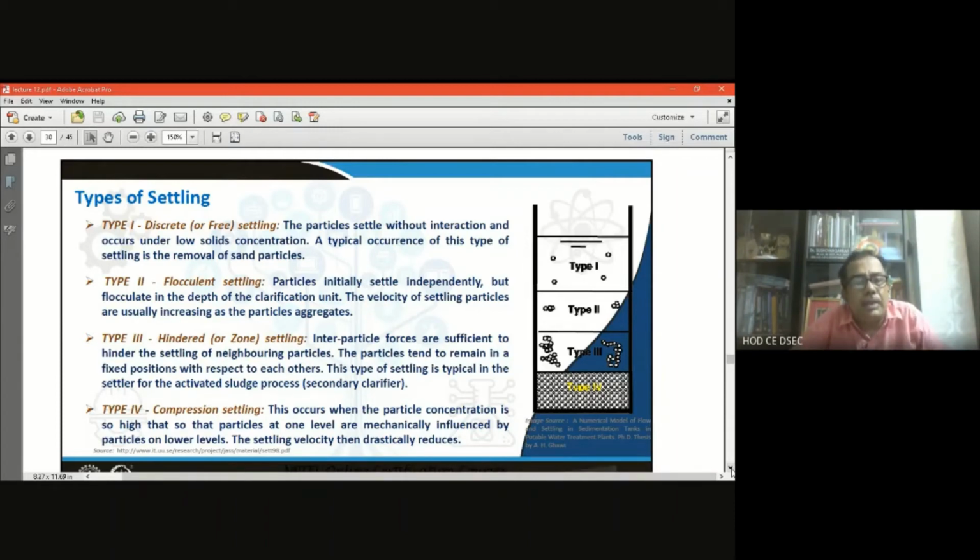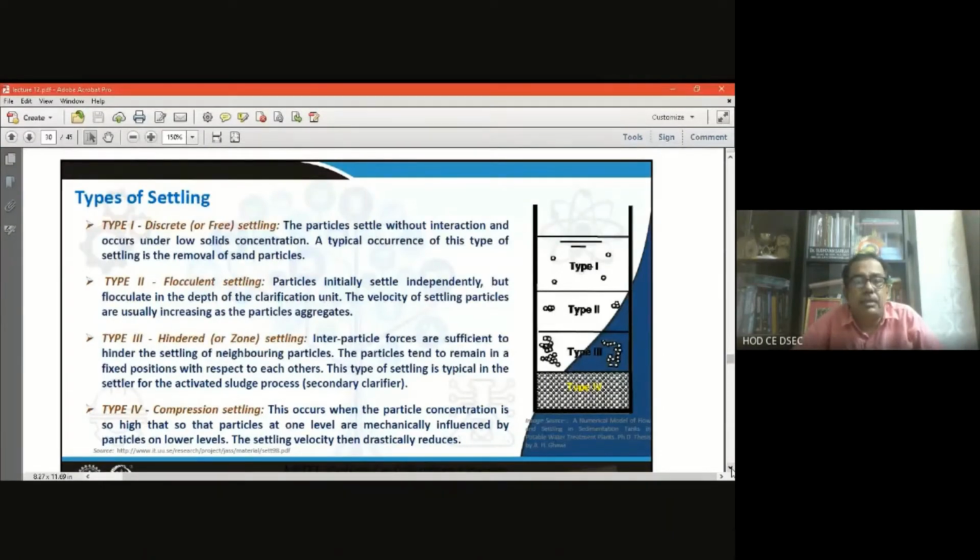But when you are talking about type 2, flocculent settling, there the particles initially settle independently, but flocculate in the depth of the clarification unit. The velocity of settling particles usually increases as the particles aggregate. So here the free settlement is not occurring, but they flocculate in the depth of the clarification unit. So then it will settle as a flocculent.